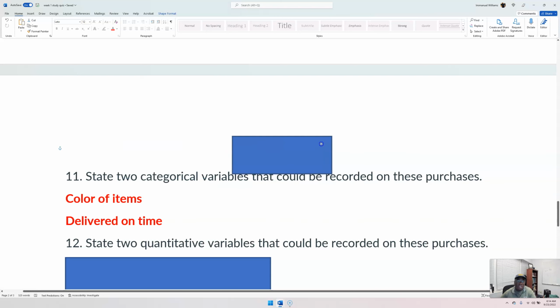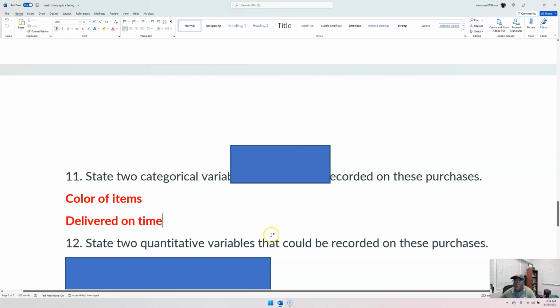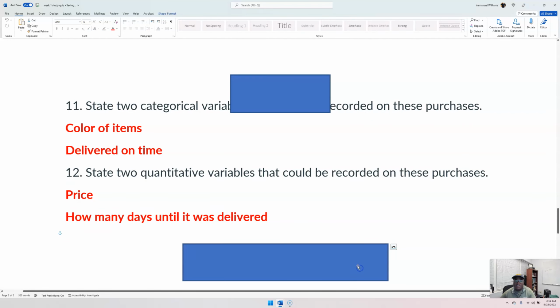One could say the color of the item. Was it delivered on time? Yes or no? Color of the item is categorical. Delivered on time is categorical binary. Two quantitative variables that you can measure are the price of the item and how many days it took to be delivered.